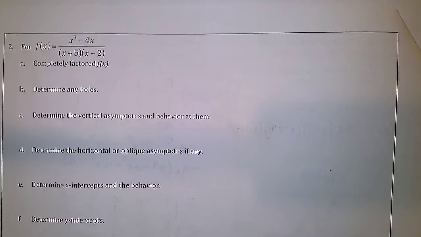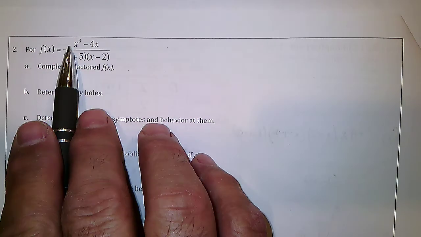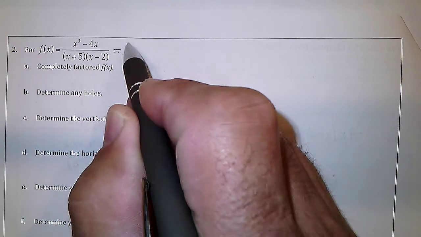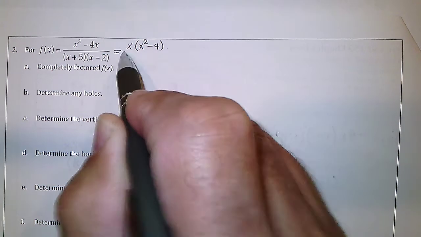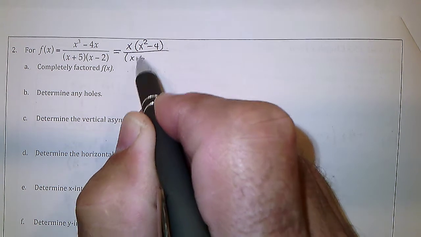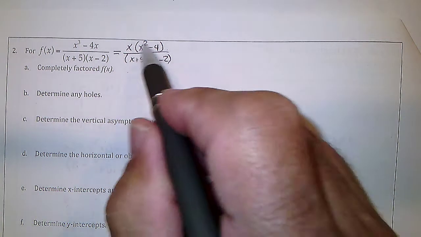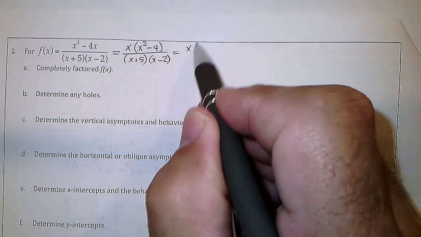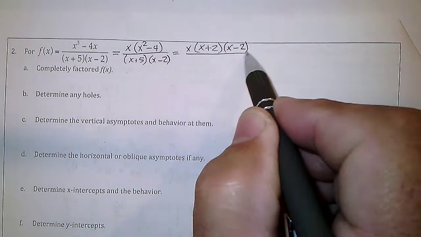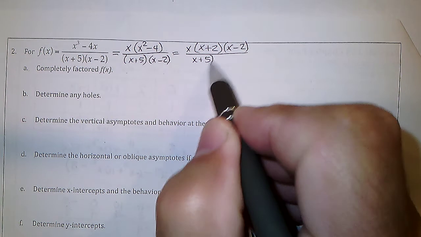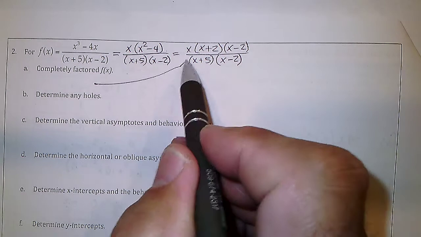So the first thing I ask you to do here is to factor this. Well, the denominator is already factored. In the numerator, we can pull an x out. So that would be x times x squared minus 4. And the x squared minus 4 factors. So there's the completely factored form.